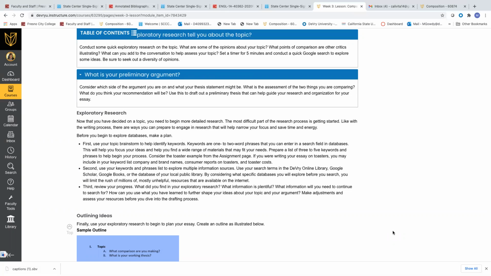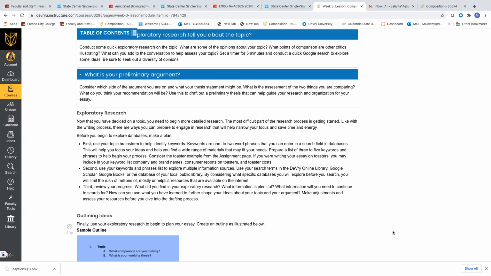Second, use your keywords and phrases list to explore multiple information sources. Use your search terms in the DeVry online library, Google Scholar, Google Books, or the database of your local public library. By considering what specific databases you will explore before your search, you will limit the rush of millions and millions of research articles that come up, and most of them are not even helpful. So you want to make sure that you limit your search.